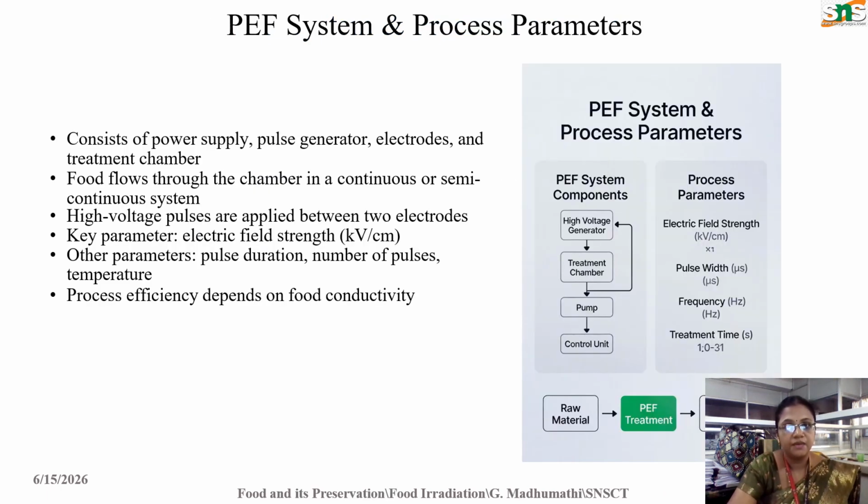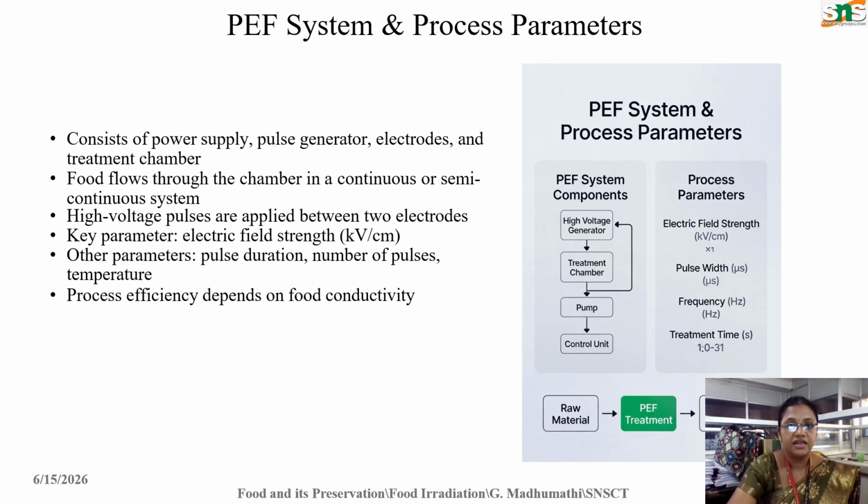This is the PEF system and the process parameters. So how the system actually works and what are all the parameters that are present. The main parameters that have to be considered in PEF. The components in the PEF system are a high voltage generator, treatment chamber, pump, and a control unit. The raw materials flow inside the chamber in a continuous or semi-continuous system, and high voltage pulses are applied to the food material placed between the two electrodes.